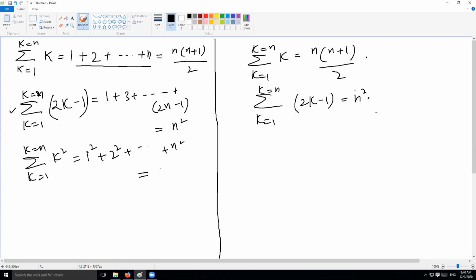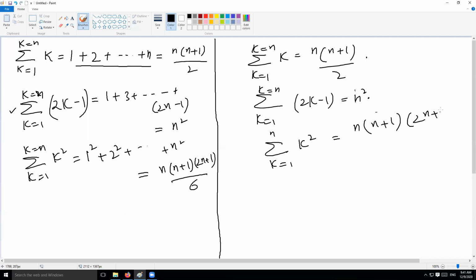n into n plus 1, 2n plus 1 divided by 6. Exactly. n into n plus 1 into 2n plus 1 divided by 6. These are the basic identities that you should always remember. So if I have a sum that starts from k equal to 1 to n of k square, this is the same as n times n plus 1, times 2n plus 1, and everything divided by 6.